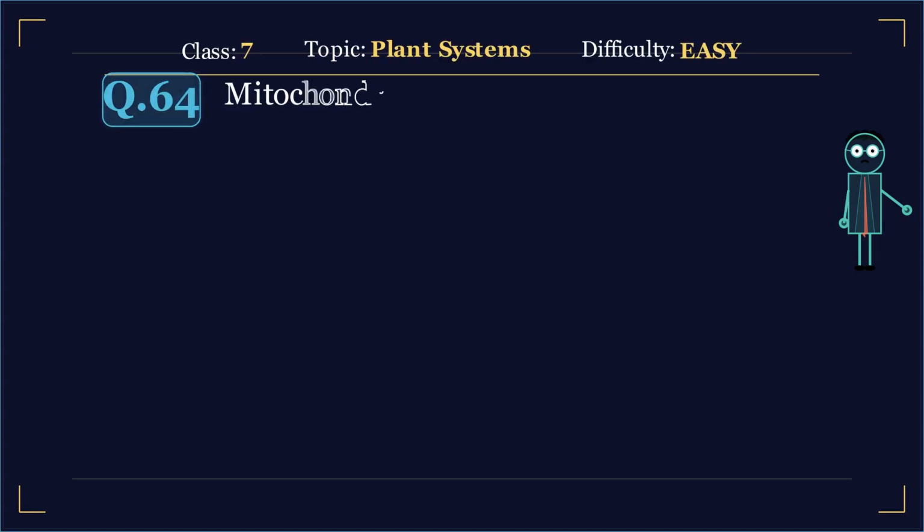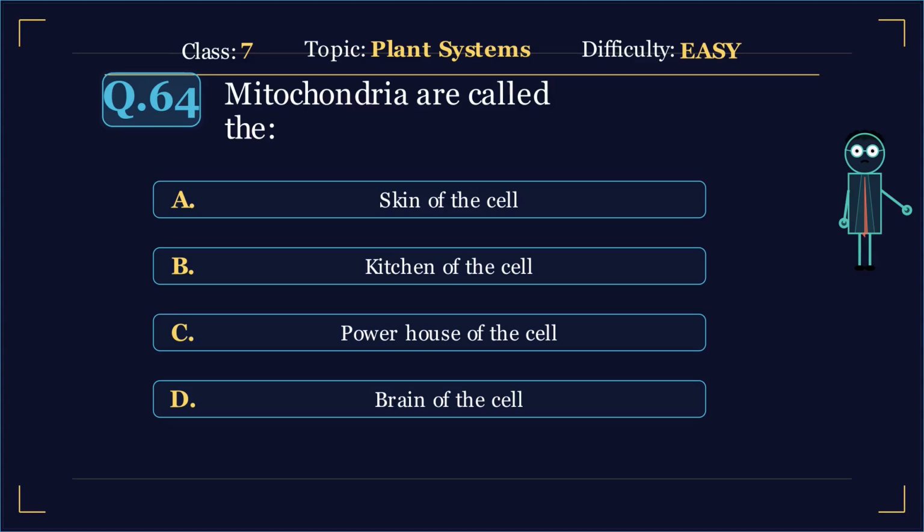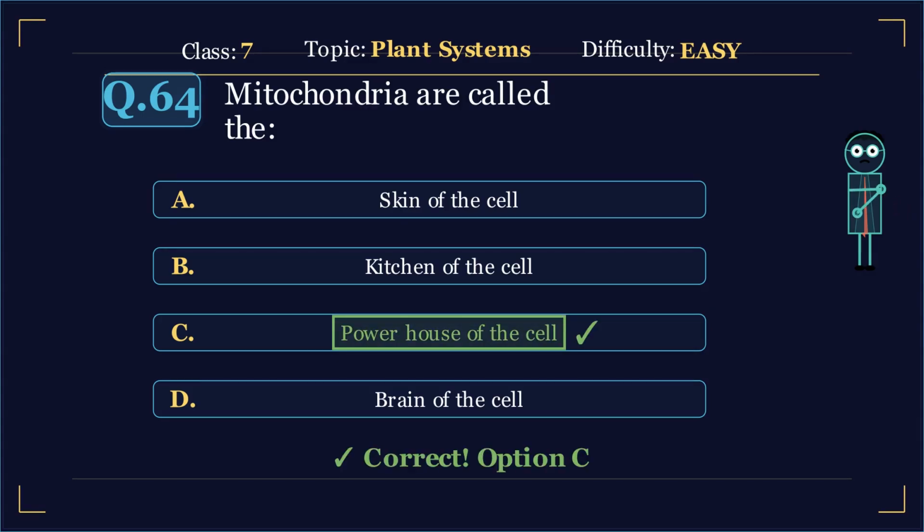Question 64. Mitochondria are called the. Option A, skin of the cell. Option B, kitchen of the cell. Option C, powerhouse of the cell. Option D, brain of the cell. The correct answer is option C.